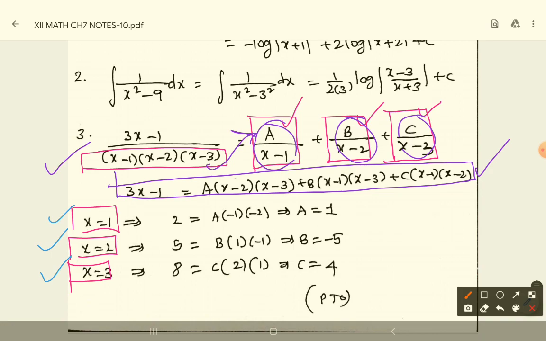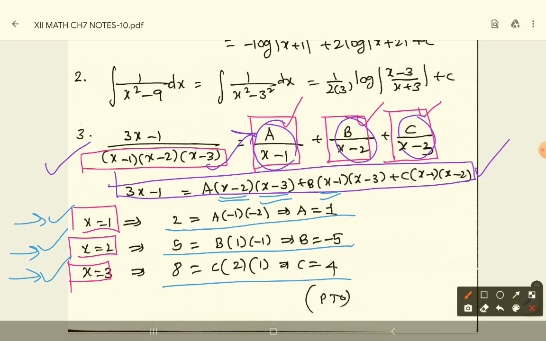Why don't we take other values? Here is your answer: all the factors are x minus 2, x minus 3, x minus 1. So when I take x equal to 1, 2, 3, some of the factors become zero, so that our calculations will be easy, and then we get the A, B, C values very easily.